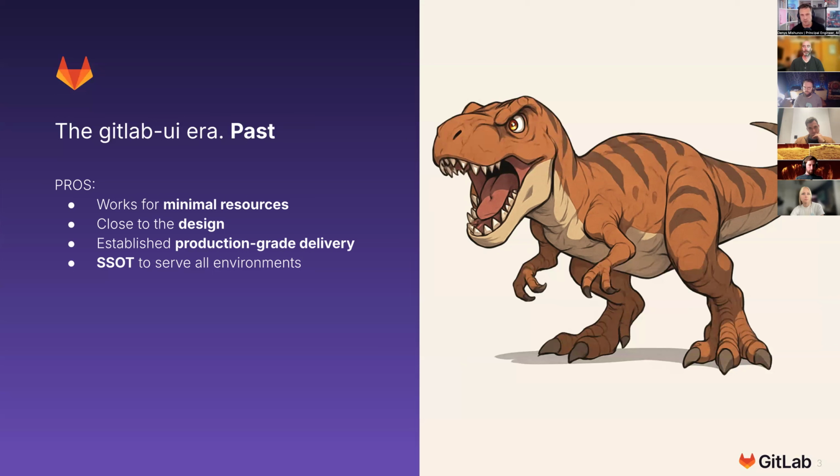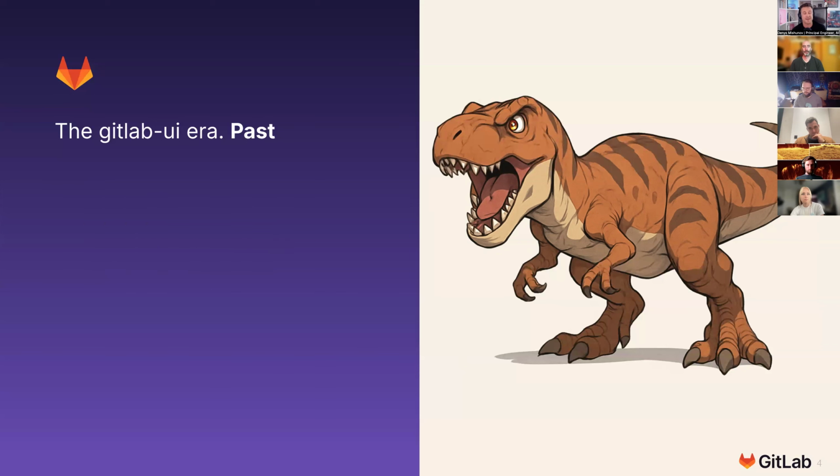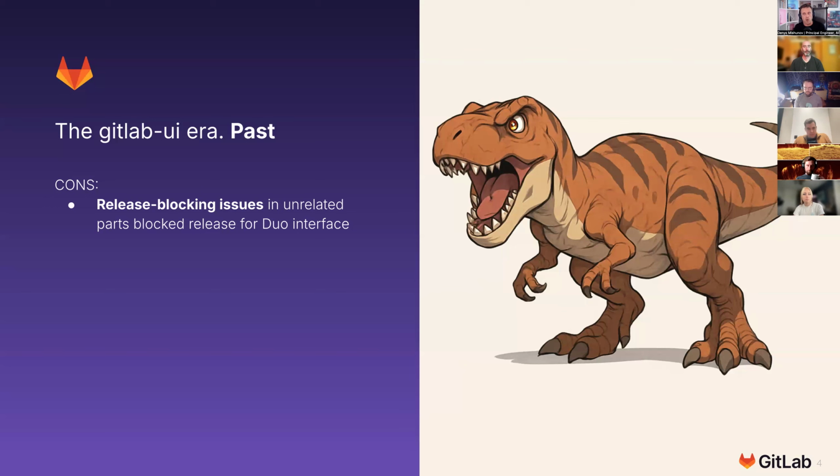But then we hit the first important milestone in Duo Chat life, namely the first experimental release. And then we figured out that there are some cons of keeping Duo UI in GitLab UI. Namely, the major thing was release blocking issues in unrelated parts of GitLab UI were blocking the release of Duo UI, the Duo interface and Duo features. So we could not move as quick as we wanted, and could in the AI space, because we were blocked by other things unrelated to this.